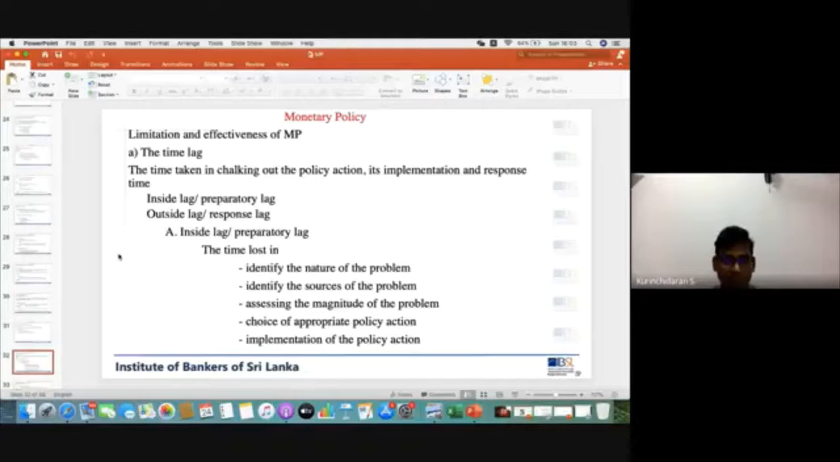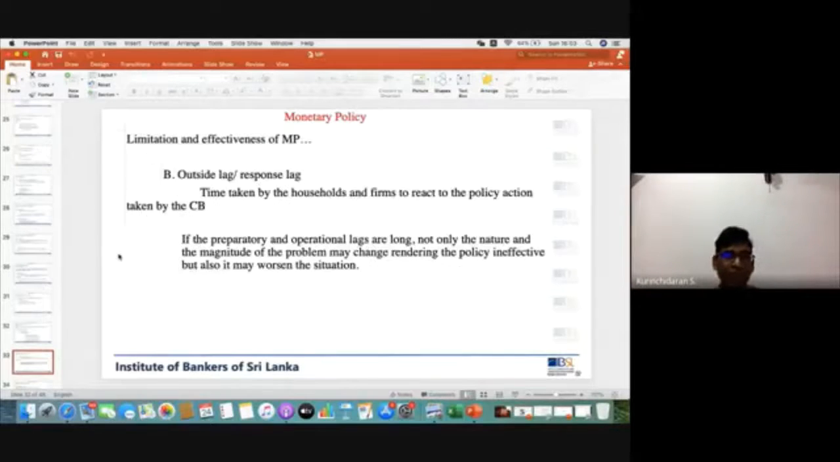But after implementing, there may be a time lag to see the impact, that is outside lag, right? So outside lag means the time taken by the households and firms to react to the policy action taken by the central bank. Because ultimately, who is going to have the impact, that's households and firms.